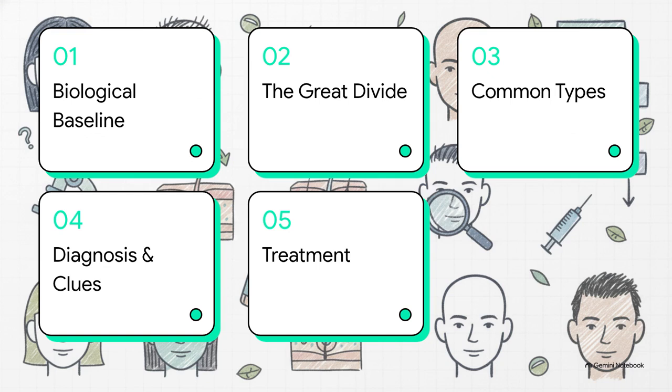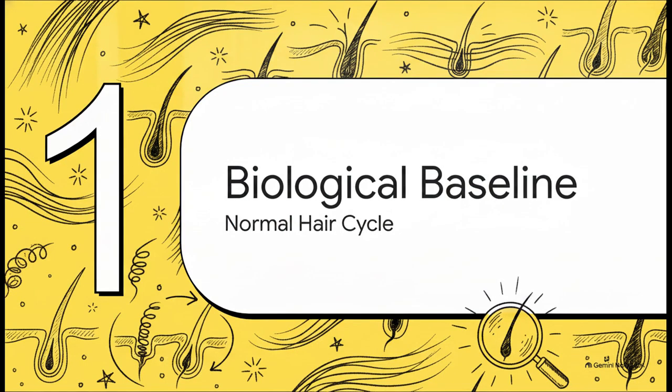Okay, here's our roadmap for the day. 1. The biological baseline. 2. The Great Divide. 3. Common types and etiology. 4. Diagnosis and clues. And finally, 5. Treatment and management. Starting off with Section 1, the biological baseline and the normal hair cycle.